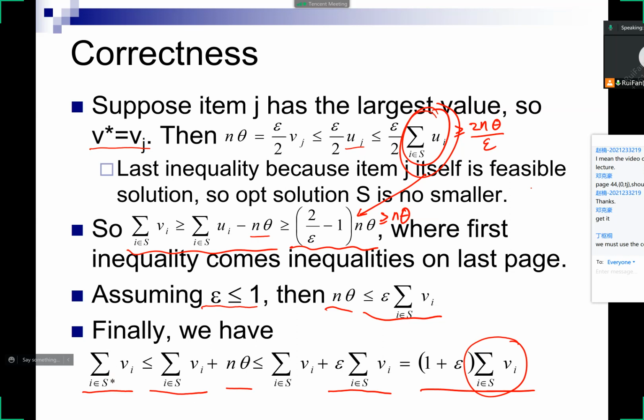So that's the proof. Any questions about this?